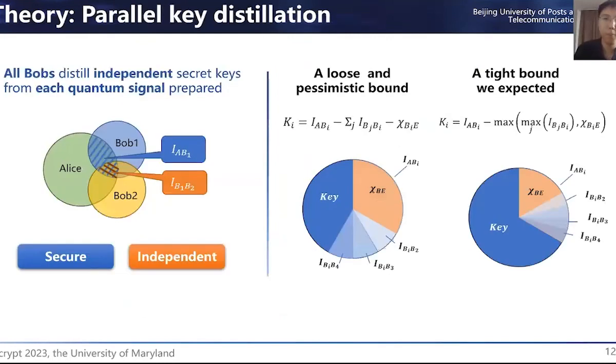The parallel key distillation means that all users distill secret keys with the same modulation data. Therefore, the correlation between different users' raw data, which is the classical mutual information, should be removed. Different from a two-user case, the privacy amplification should ensure both security and independence. Here we show two strategies for removing users' correlations. The first one is a pessimistic bound, where we remove the sum of users' correlation and Eve's knowledge, while the second one is a tight bound, where we only remove the largest one among users' correlation and Eve's knowledge.